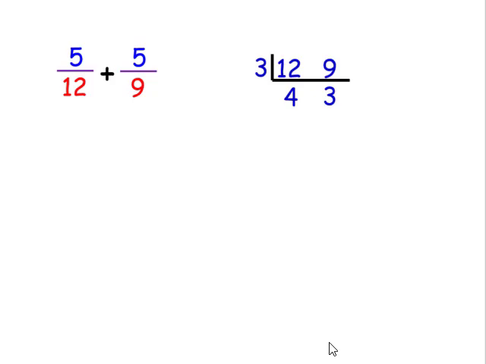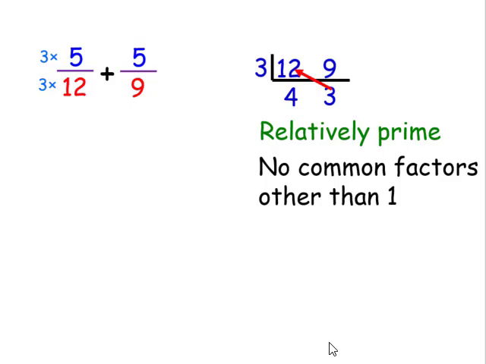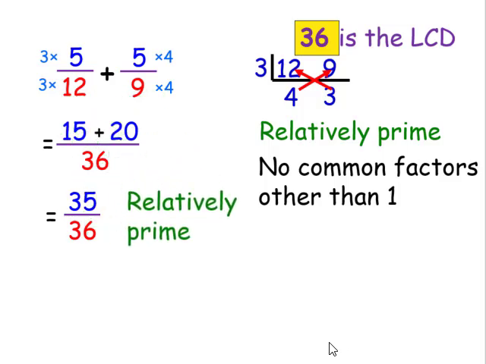So the fraction that has a denominator of 12, we're going to multiply the top and bottom by 3. And the fraction that has a denominator of 9, we're going to multiply the top and bottom by 4. This gives us an LCD of 36, and we're going to have 15 plus 20 over 36. 15 plus 20 is 35 over 36, and 35 over 36 is relatively prime, so we are in simplest form. Let's take a look at another one.